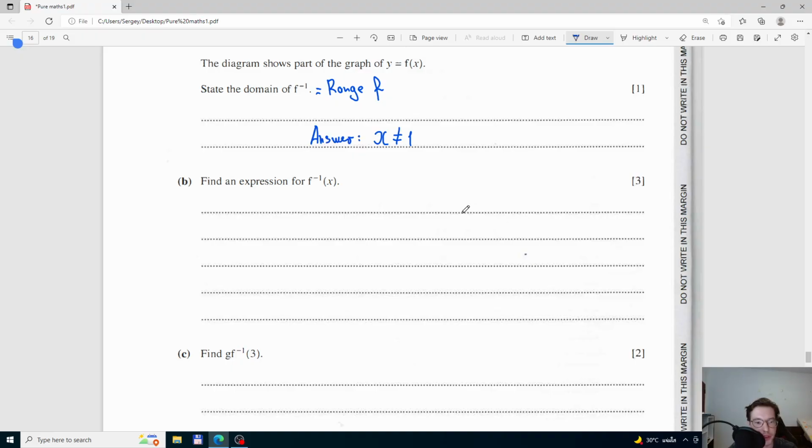Okay, now we're looking for the expression for the inverse of the function, and we're going to use our fabulous two-step technique. So the first step is to swap x and y, or in this case f and x. So x equals (2f plus 1) over (2f minus 1). And step 2 is going to be rearrange this equation to make f the subject.